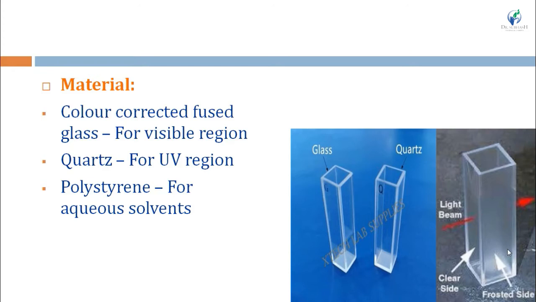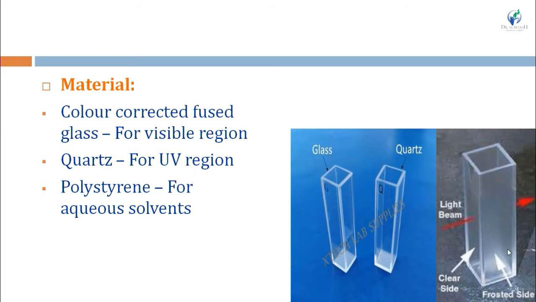But when we have to work with aqueous solvents, we have to use cuvettes made of polystyrene, right? In the visible region glass, in the UV region quartz, and for aqueous solvents polystyrene. But in a UV visible spectrophotometer, which is used for both the UV region and the visible region, in that condition a cuvette containing both of these materials, glass and quartz, is used.